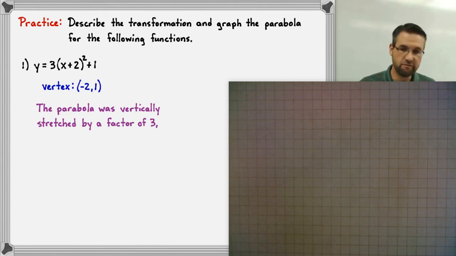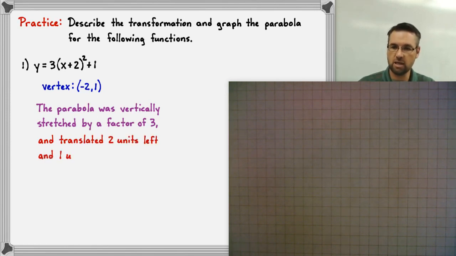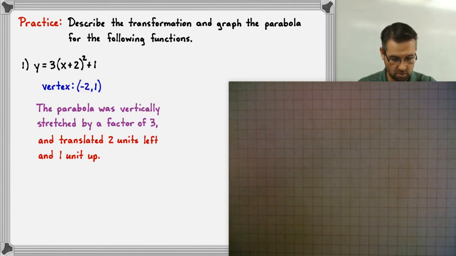And then we notice that the vertex is negative 2, 1. So we translated the vertex 2 units to the left and 1 unit up. So the verbal description is going to be very important in terms of writing your answers out. So that's what happened to the parabola.